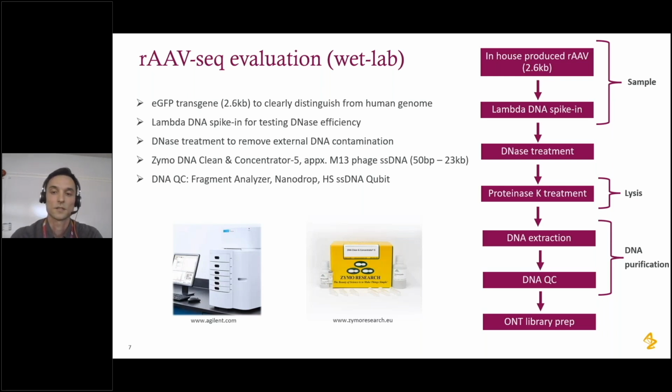And DNase treatment is to digest or remove any DNA that could be present outside the capsid or could be carried over. We do this treatment just to make sure we don't have any background, and we only sequence what's inside the capsids. Then these samples were lysed with proteinase K treatment and heat.